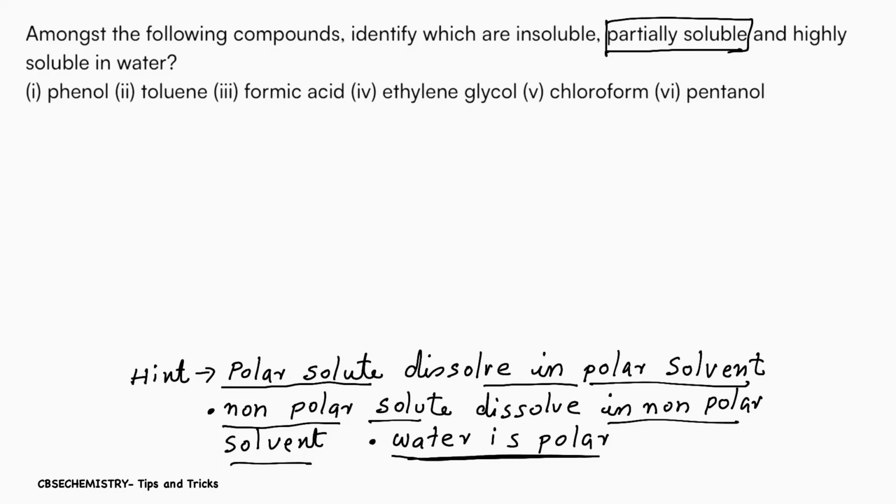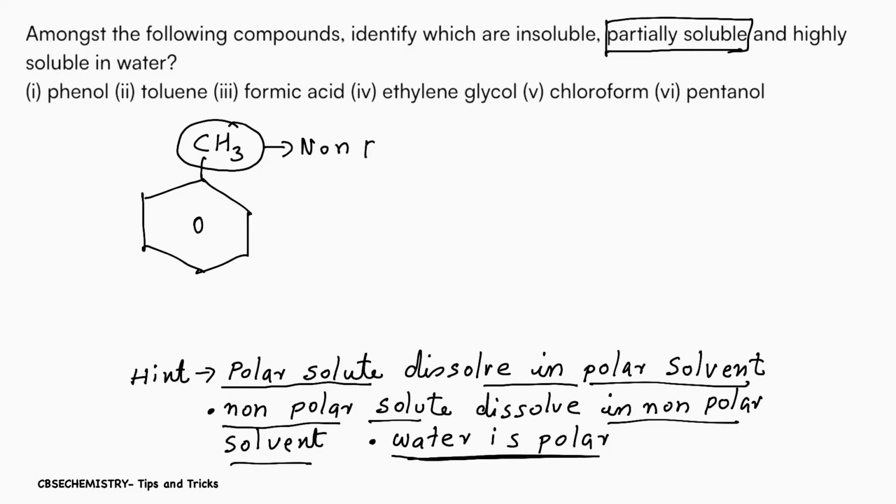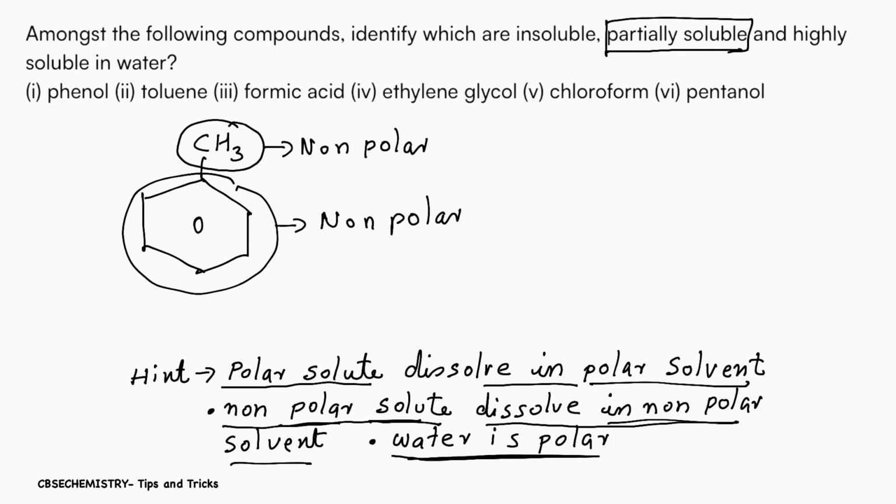Now, what is the second one? You can see toluene. Now, if you check the structure, you can see again there are two parts. The CH3 group is non-polar. Again, the benzene ring is also non-polar. Both are non-polar, so in total the compound is non-polar, and non-polar solute dissolve only in non-polar solvent, which means it does not dissolve in water. So you can say toluene does not dissolve in water, insoluble in water, insoluble.